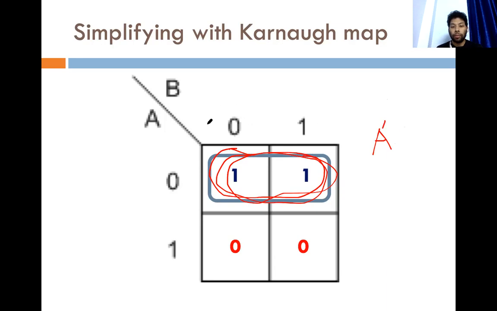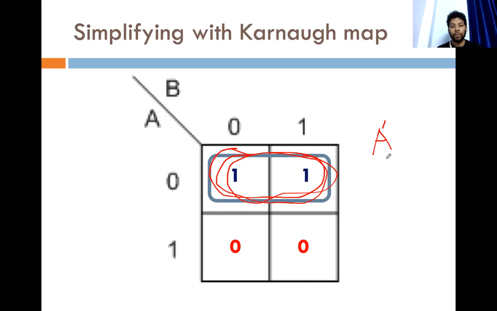I'm not bothered about B out here because in this particular square, the value of B is 0. In this particular square, the value of B is 1. So the value of B has changed. We do not take that value. We only take the value which is constant, which is remaining the same throughout. And the only value which is remaining the same throughout is the value of A, which is 0. Hence, I write A dash.